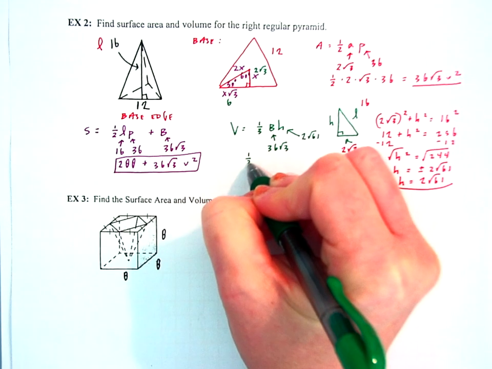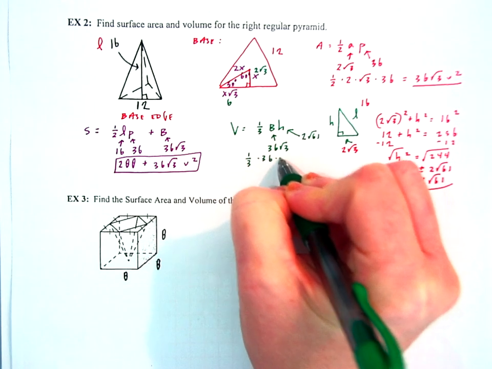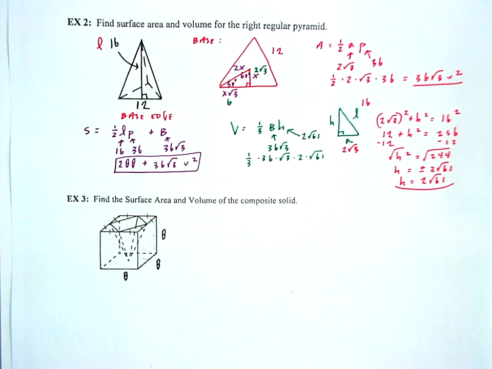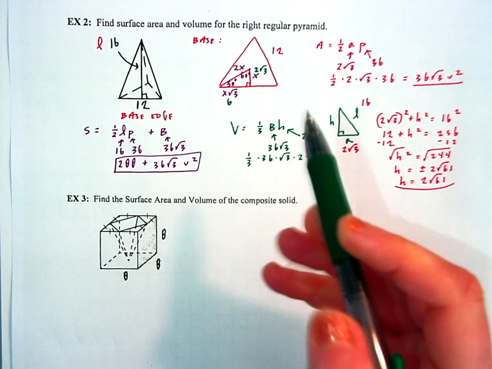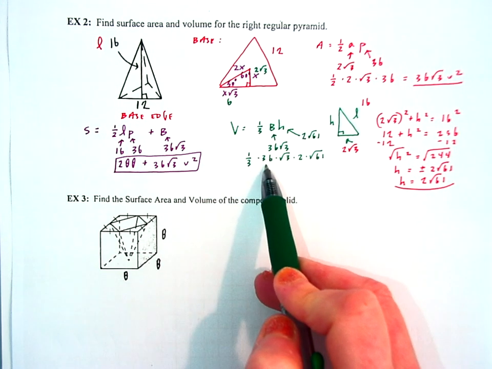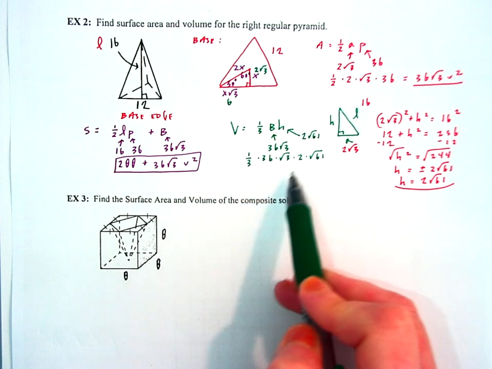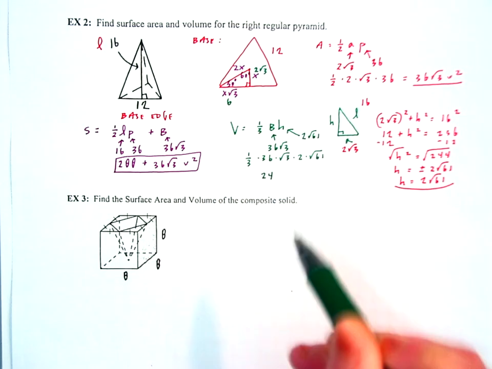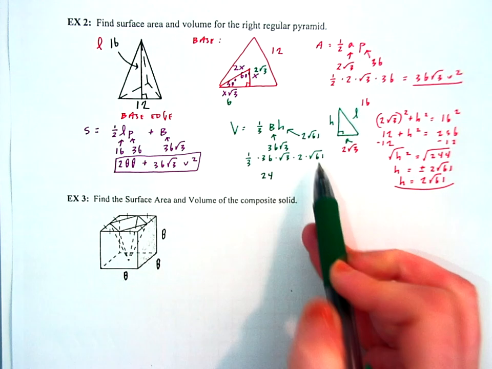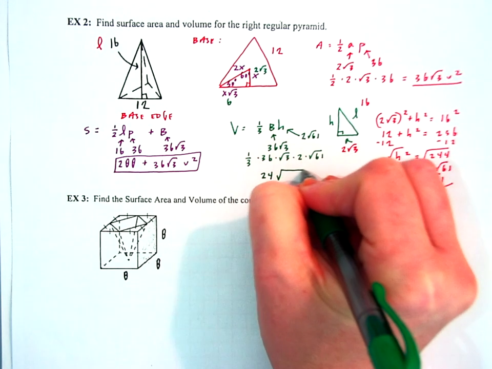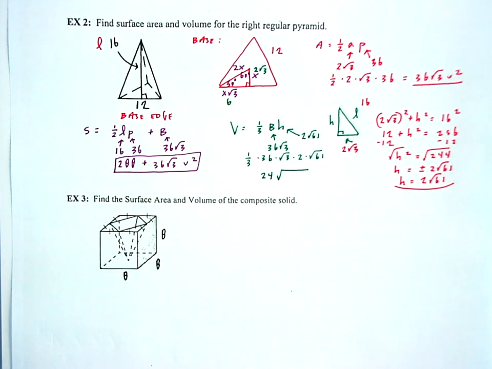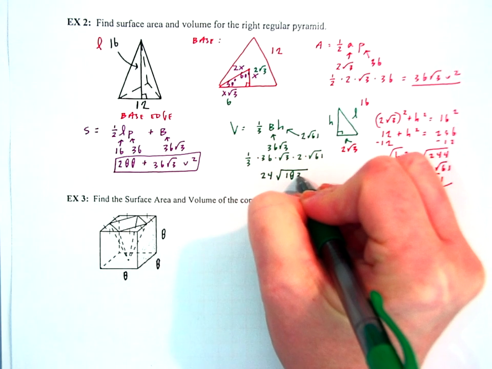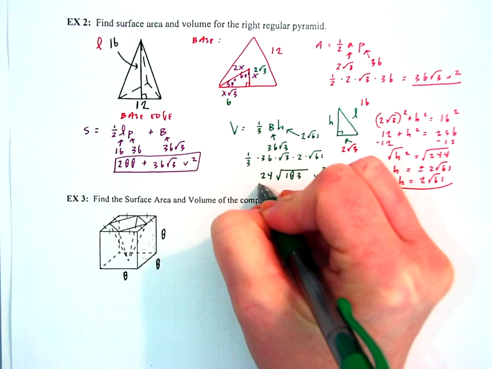So I'm taking 1/3 times 36 times √3 times 2 times the square root of 61. So when I multiply here and here, 1/3 times 36, that gets me 12. 12 times 2 gets me 24. Okay, the square root of 3 times the square root of 61, there's not going to be any pair between them, so I multiplied them back underneath the radical. So 3 times 61 gets me 183, and then my units are cubed.